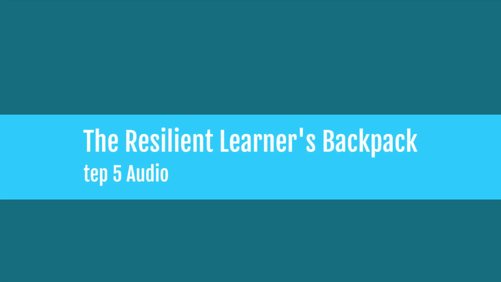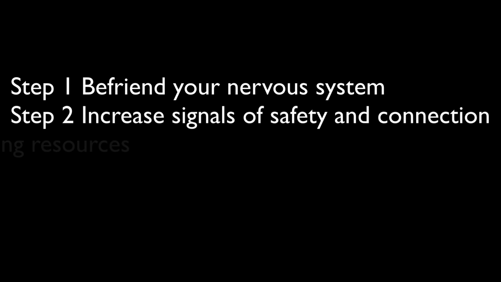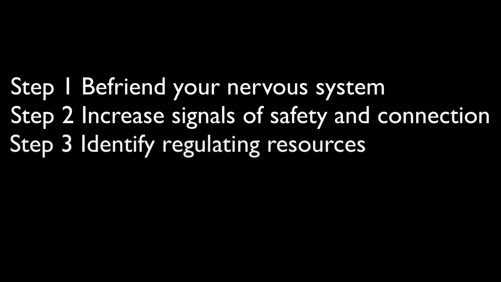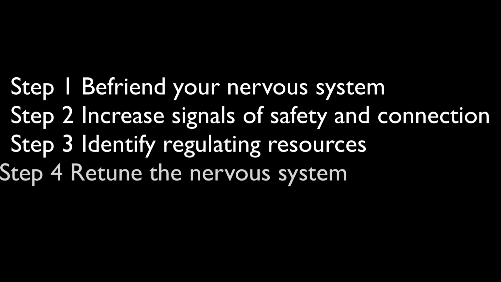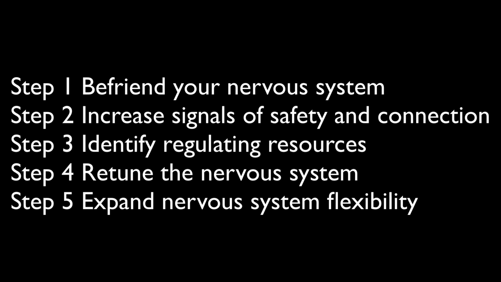Thanks, and without further ado, we are on step 5. To review, step 1 is befriend your nervous system. Step 2 is increase signals of safety and connection. Step 3, identify regulating resources. Step 4, retune the nervous system. Step 5, expand nervous system flexibility.